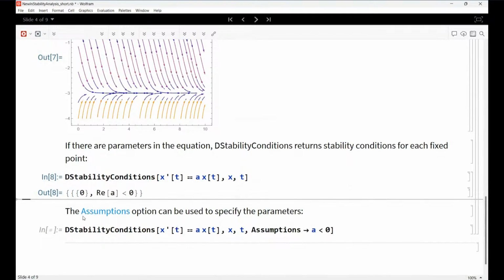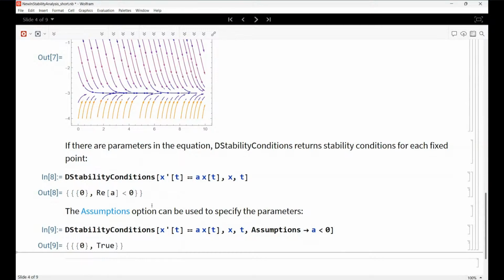Also, we can use the Assumptions option to specify the types and values of parameters. As an example, here we specify that parameter a is negative. As a result, we get that point 0 is stable.